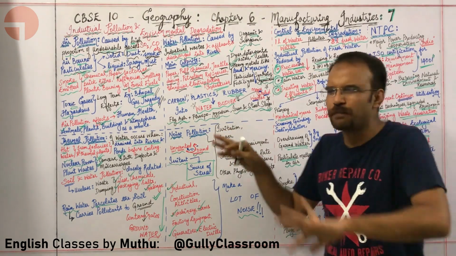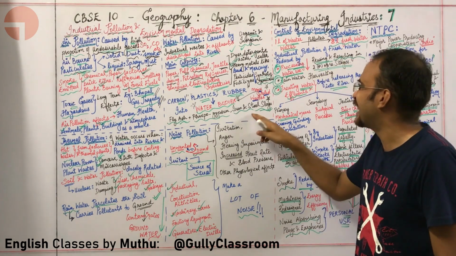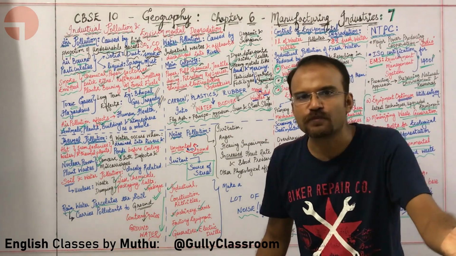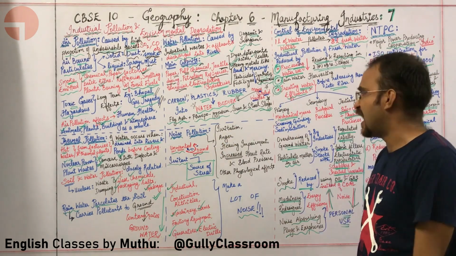Phosphogypsum is a waste product from the fertilizer industry. What about iron and steel slags? It is a waste product from the extraction of iron and steel.